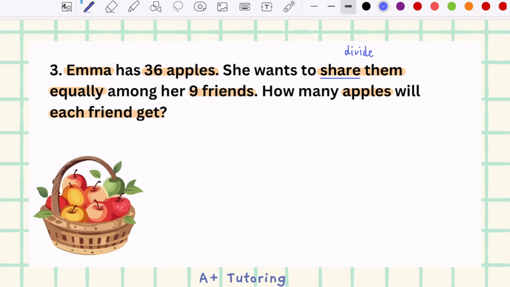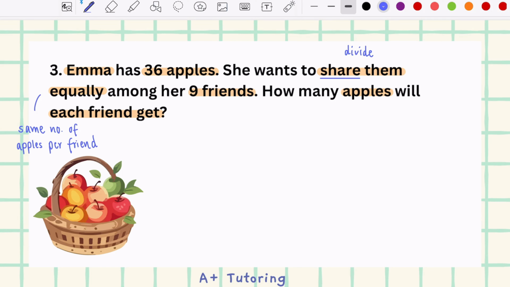Divide them equally. Equally is also another important keyword here. Equally means that each of her 9 friends needs to get the same amount of apples. So one of her friends can't just get 5 apples, and another friend gets 3 apples. They each need to get the same number of apples, right? So make sure that this is the same number of apples per friend.